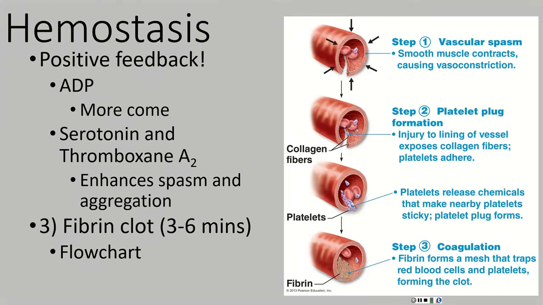Also, we're going to start to release serotonin and something called thromboxane A2. Thromboxane A2 is something called an eicosanoid. Serotonin is a neurotransmitter. Serotonin causes that spasm that was occurring up here in step 1. It causes that spasm to be enhanced. It squeezes even harder. And the thromboxane A2 causes even more platelet aggregation. It causes more platelets to come and get stuck.